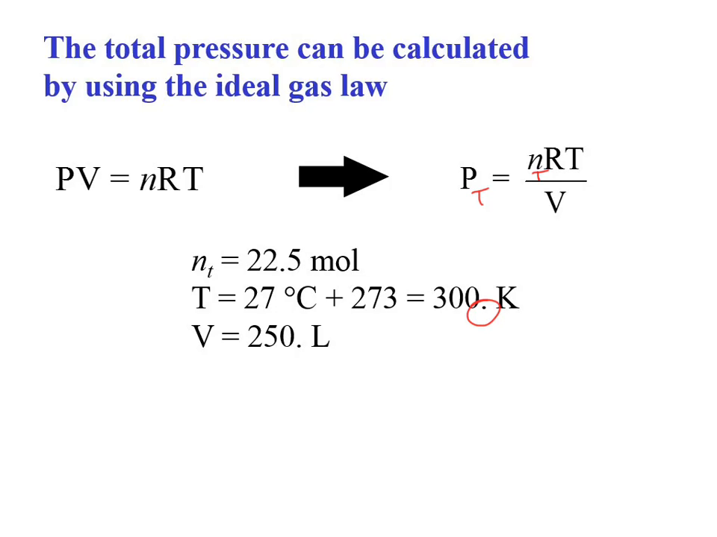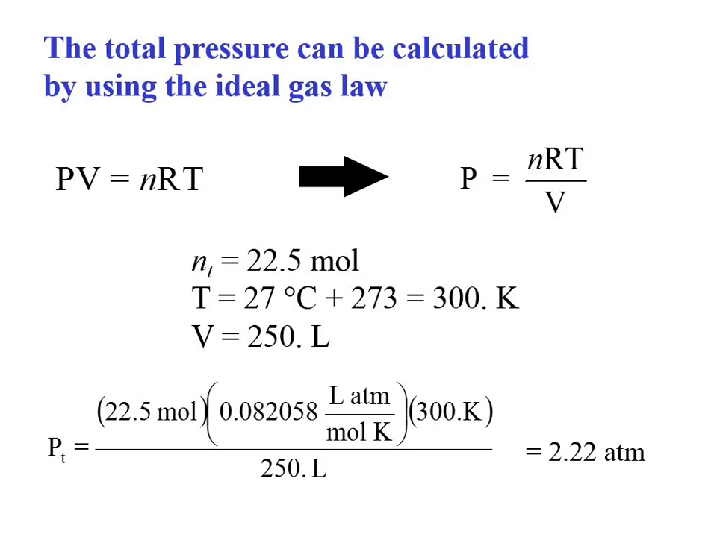Our volume was big, 250 liters. So now if we plug into PV equals nRT, our total pressure is equal to our total number of moles, 22.5 moles, times the ideal gas law constant, 0.082058. Units for that are liter atmospheres per mole Kelvin, times the temperature in the Kelvin scale, 300 Kelvin, 3 sig figs there, divided by the volume that was containing those product gases, 250 with 3 sig figs liters. And we need to round according to 3 significant figures, so 2.22 atmospheres.